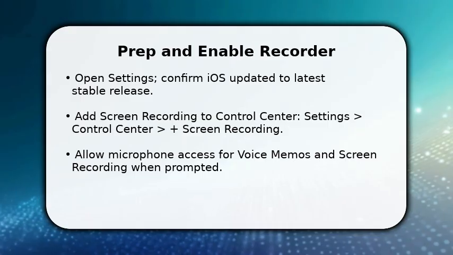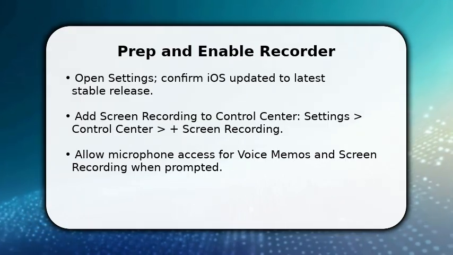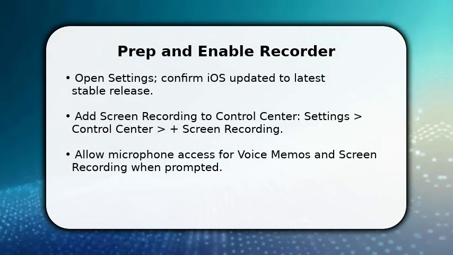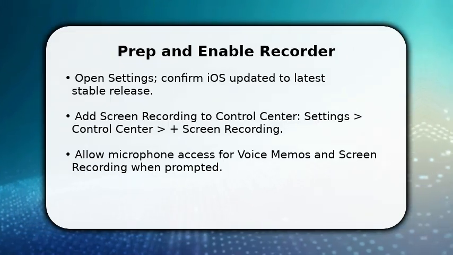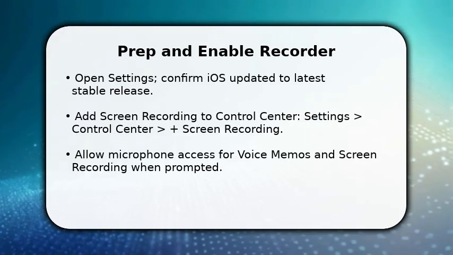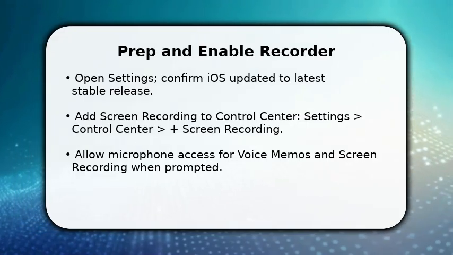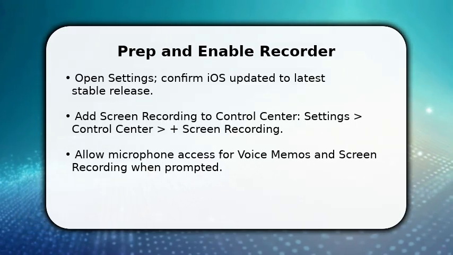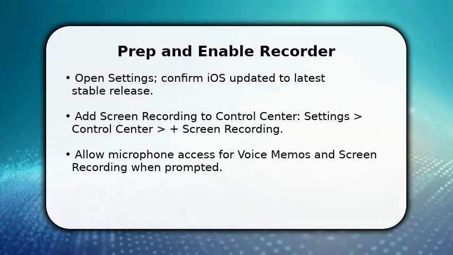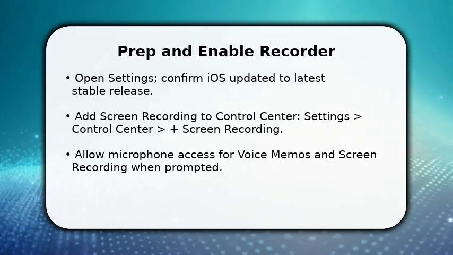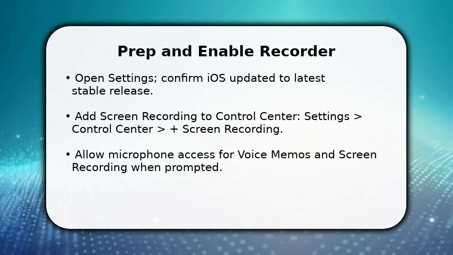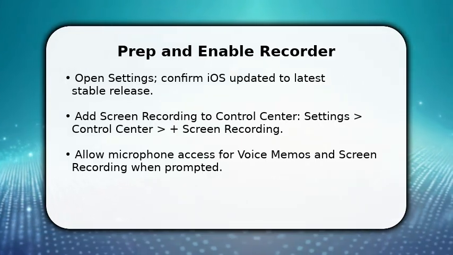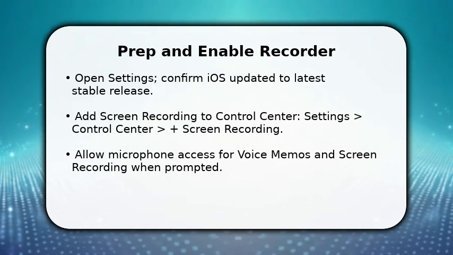You'll start by preparing the iPhone so recording works immediately. First, make sure iOS is updated to the current stable version, updates fix mic and permission bugs. Then add screen recording to Control Center via Settings, Control Center, plus Screen Recording. Finally, when you first open Voice Memos or start a screen recording, grant microphone access. This is essential so audio is captured. Once done, you're ready to launch the recorder from Home or Control Center and proceed to recording steps.